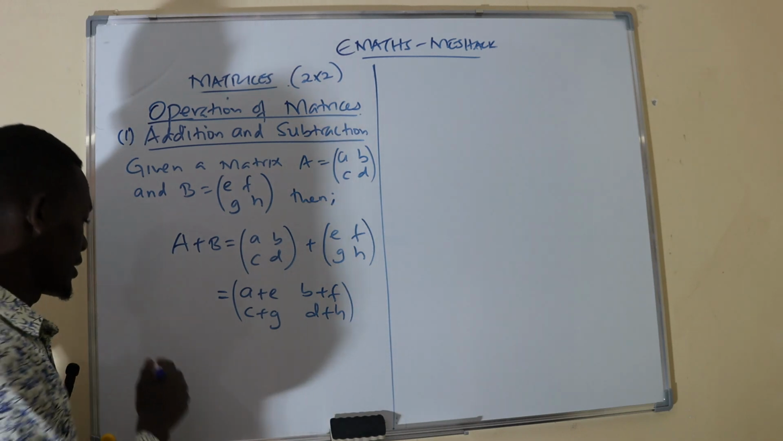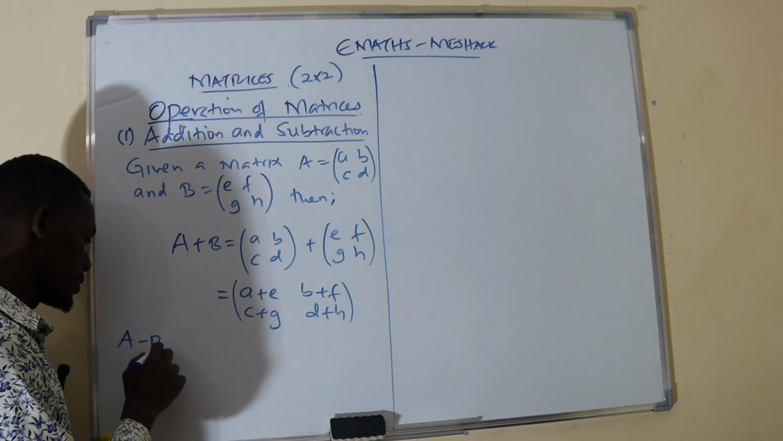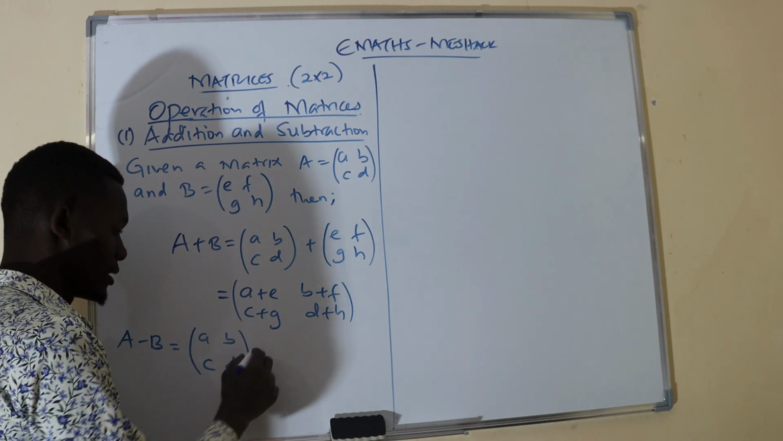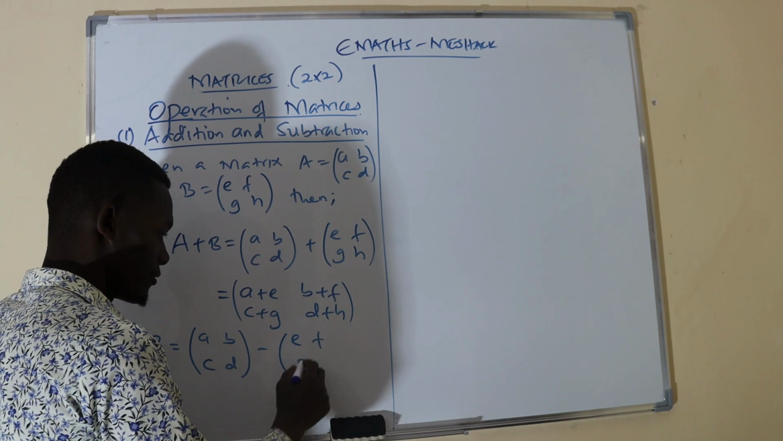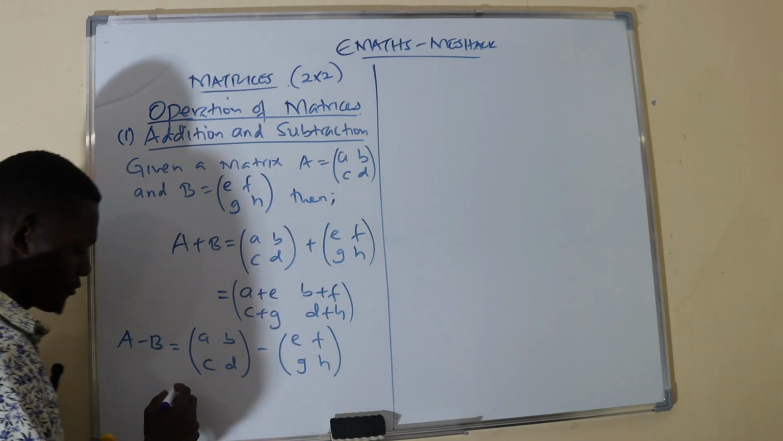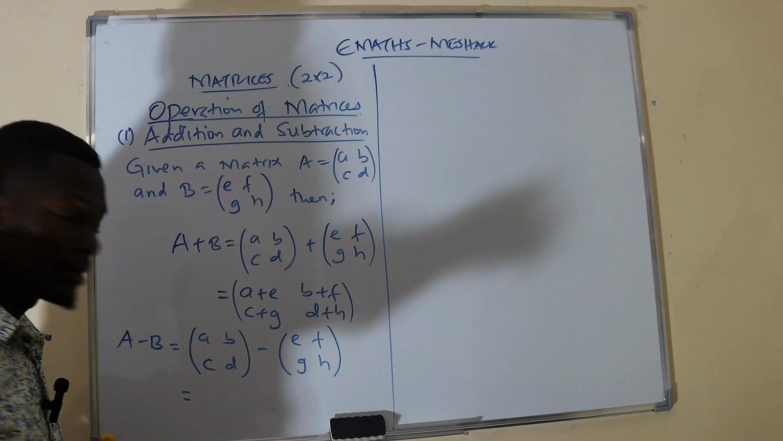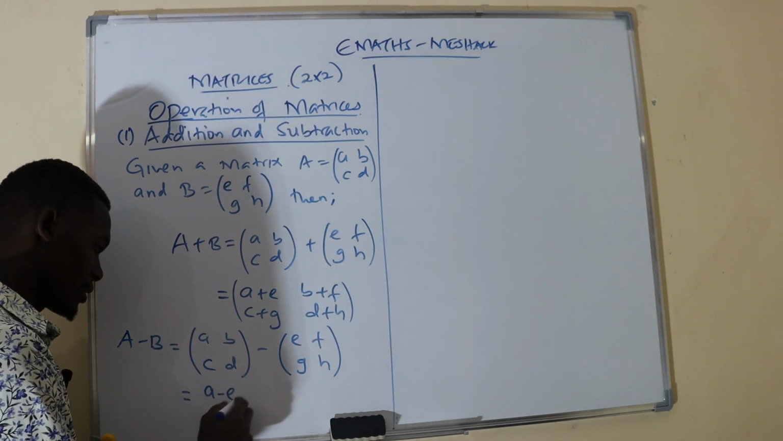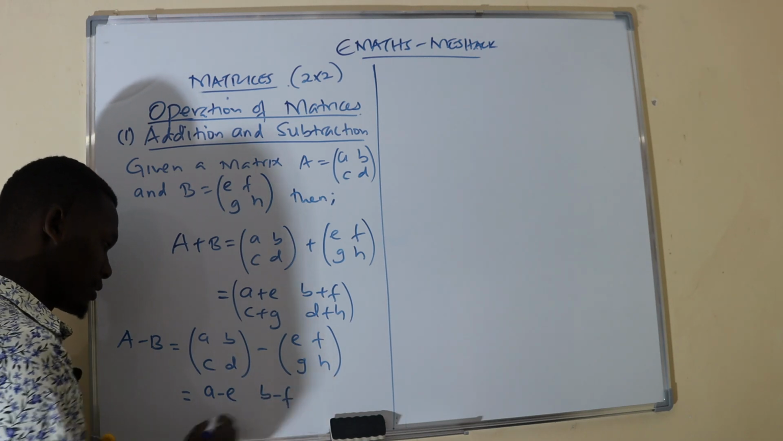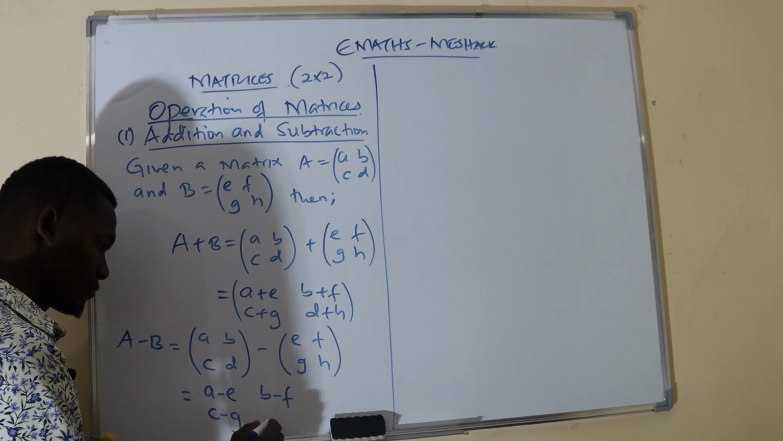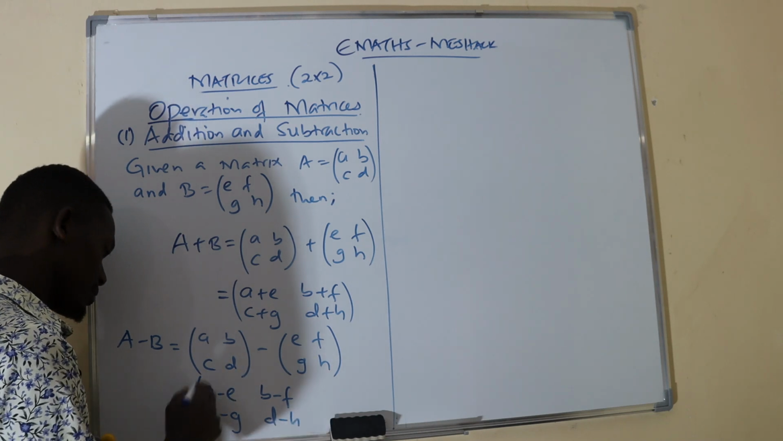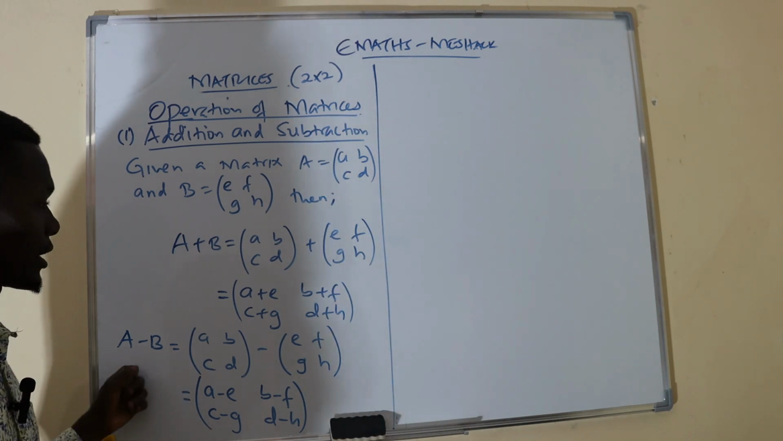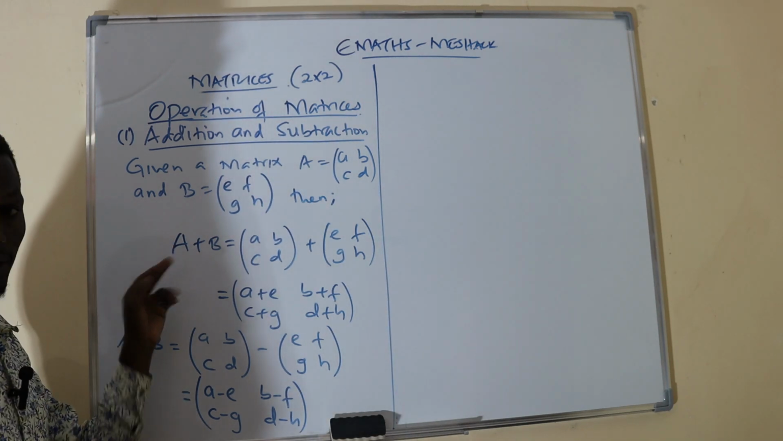Then A minus B is given by a, b, c, d minus e, f, g, h. Elements in the same position again subtract each other. So a minus e, b minus f, c minus g, and d minus h. That gives you the subtraction, and the other one gives you A plus B.